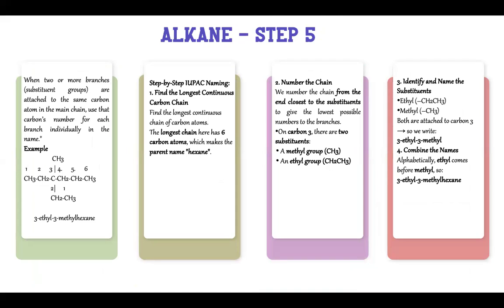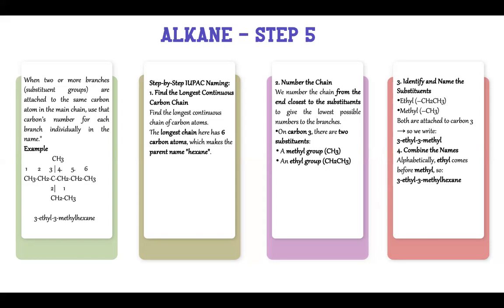The condition for step number 5 is when 2 or more branch substituent groups are attached to the same carbon atom in the main chain, you have to use that carbon number for each branch individually in the name, as shown in the example below. The name is 3-ethyl-3-methylhexane. The first step is to find the longest continuous carbon chain, where in this case the longest chain has 6 carbon atoms, which makes the parent name hexane.